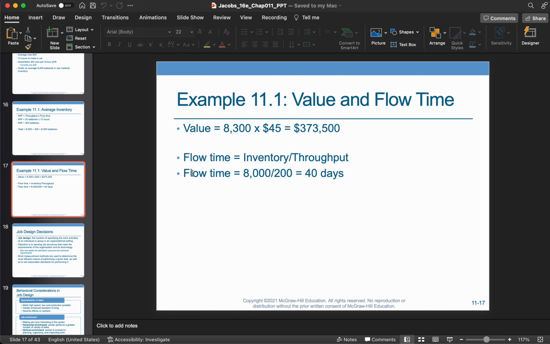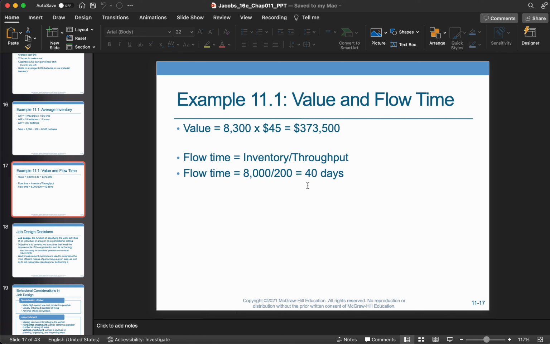And finally, the flow time for the battery is 8,000 divided by 200, which is 40 days. So the 8,000 batteries that you have on hand will last you 40 days, right? Because each day you're making 200 cars, which means using 200 batteries, the 8,000 inventory that you have will last for 40 days.